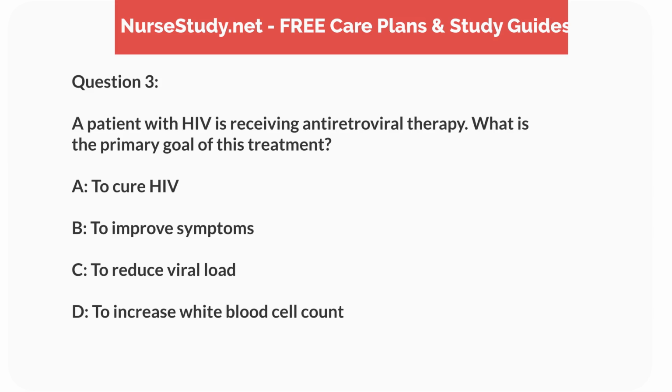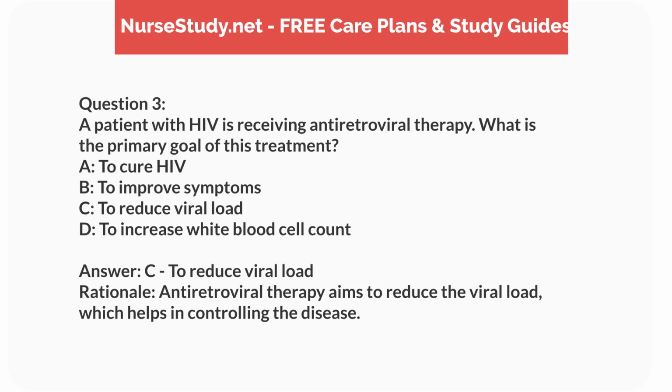Question 3. A patient with HIV is receiving antiretroviral therapy. What is the primary goal of this treatment? A. To cure HIV. B. To improve symptoms. C. To reduce viral load. D. To increase white blood cell count. Answer: C. To reduce viral load. Rationale: antiretroviral therapy aims to reduce the viral load, which helps in controlling the disease.